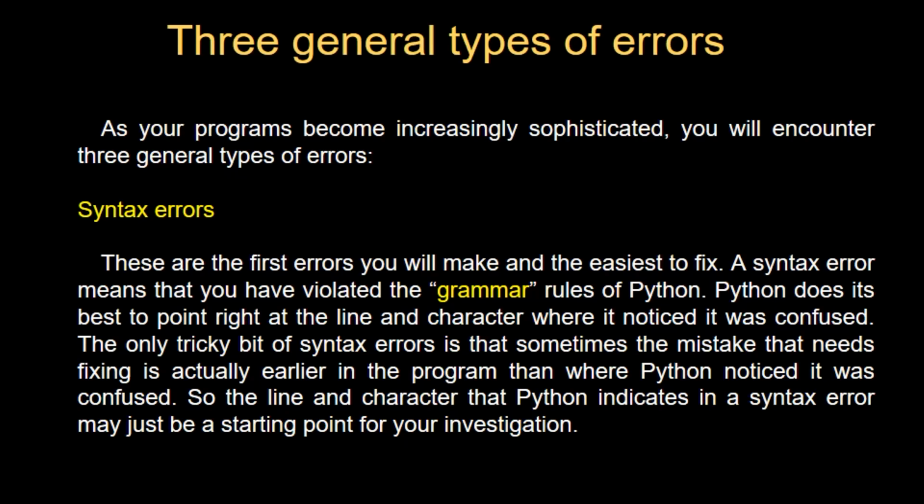And so the only tricky bit of syntax errors is that sometimes the mistake that needs fixing is actually earlier in the program than where Python noticed it was confused. No? So meaning, let's say you have 10 lines of code. Pag sa third line pa lang may error na, it will automatically stop. So hindi na niya itutuloy yung line 4, 5, 6 and so on. Kung saan siya nag-error sa line na yan, it will automatically stop. And then it will prompt you. So magpa-prompt siya na ito, may error ka dito sa line na to.